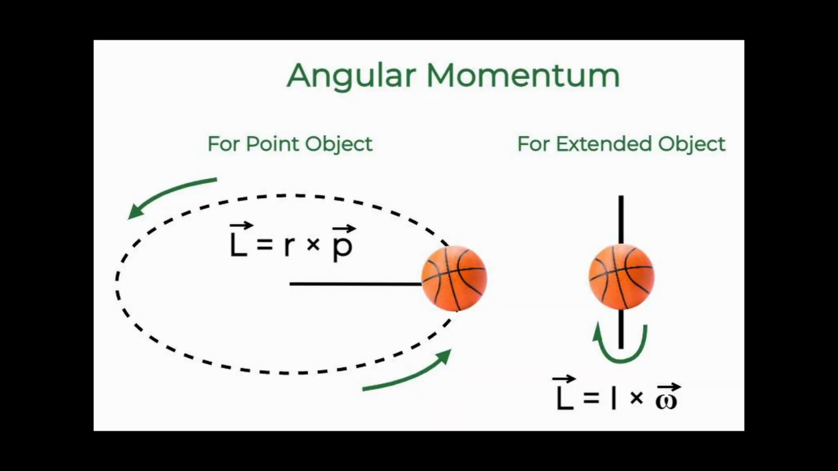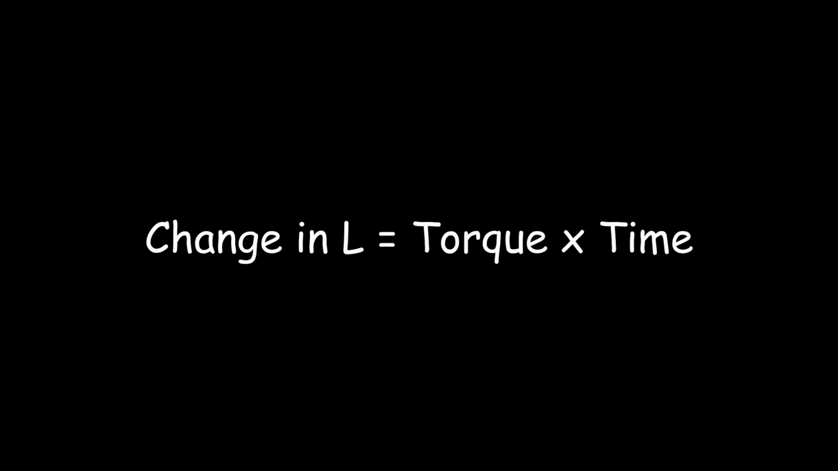Remember regular momentum? Well, there's angular momentum too. It's denoted by big L. And this time it's equal to the rotational inertia or moment of inertia times angular velocity. Doesn't that look pretty similar to the regular momentum one? Yup, that's right, because it's all the same stuff. Just like for regular momentum, the change in angular momentum is equal to torque times time. Just like how regular momentum has a change equal to force times time.